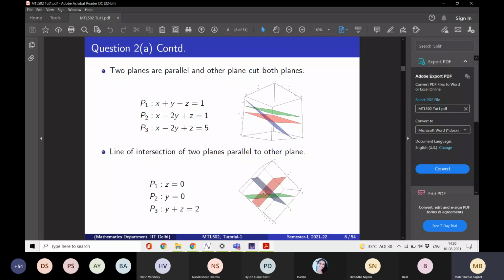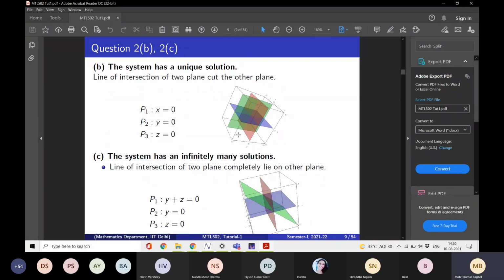And also the case which we were discussing right now in the previous question is here in 3 dimensions, where only a unique solution is possible. As you can see, the planes here are x equal to 0, y equal to 0, and z equal to 0. The point which is common here is the origin, that is 0, 0, 0, and that is the only solution for the given system of linear equations.